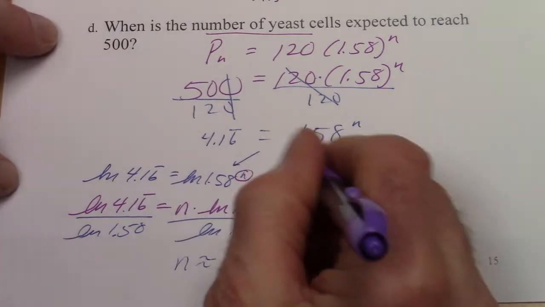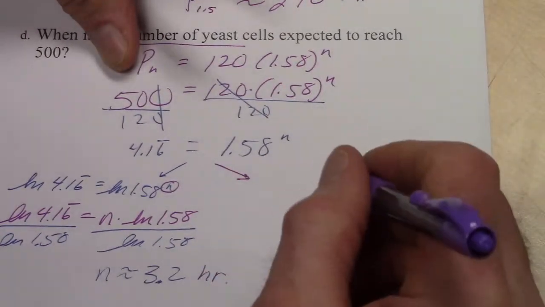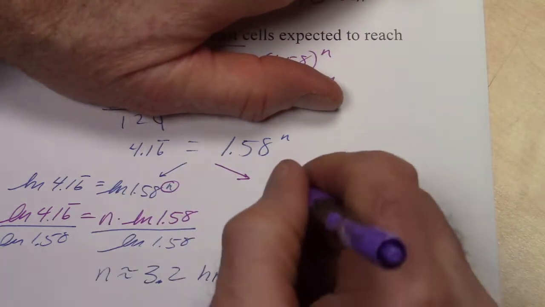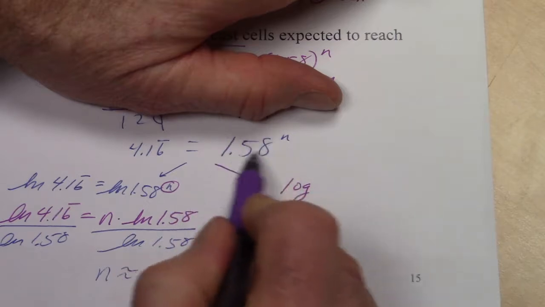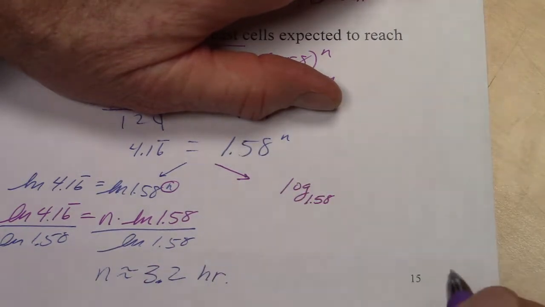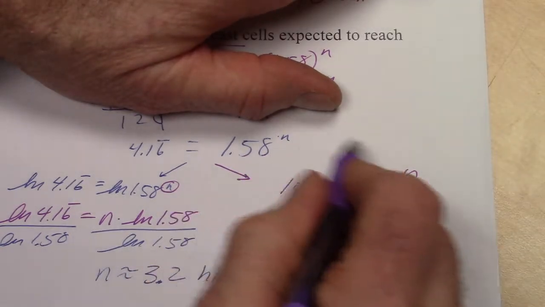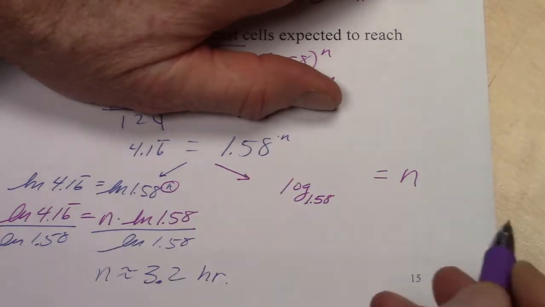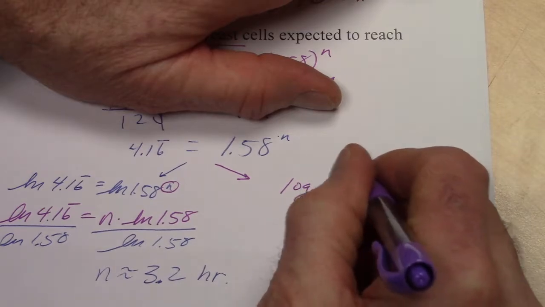Now, another way you could do this, you may have learned this method, and this is perfectly fine too, is when you have an exponential equation, you can rewrite it using a logarithm, and the base of the exponential becomes the base of the logarithm, 1.58. And then the n is our answer. The exponent is always the output of a logarithm. A logarithm gives you an exponent when you take the log of something. So you take the log of 4.16 repeating.